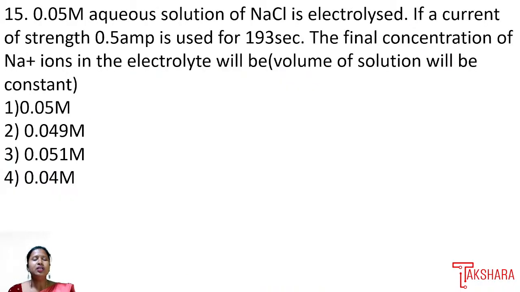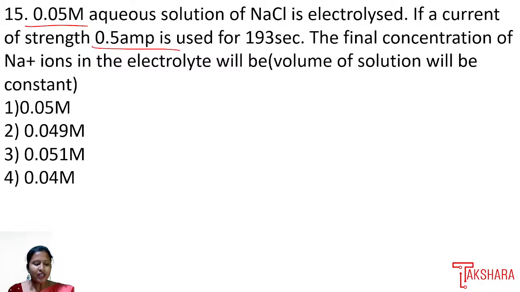Okay, next question. A 0.05 molar aqueous solution of NaCl is electrolyzed. If a current of strength 0.5 ampere is used for 193 seconds, I is 0.5 ampere and time is 193 seconds. What is the final concentration of Na plus ions in the electrolyte, where the volume of solution is constant?